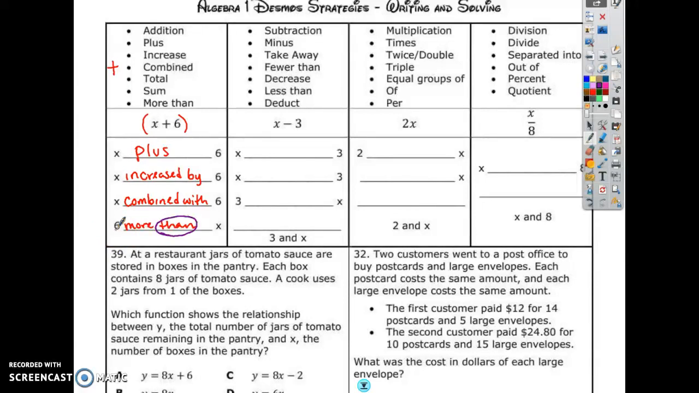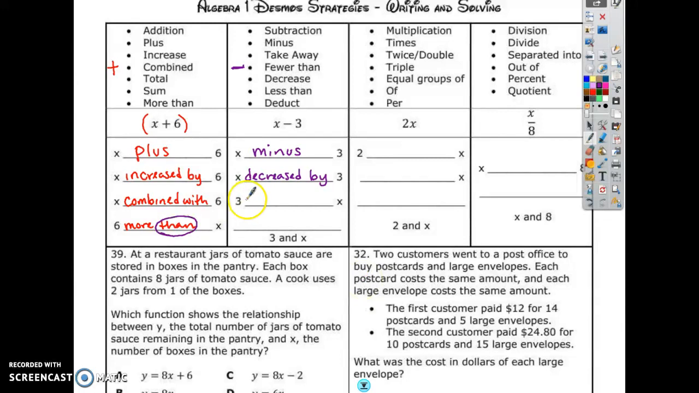All right, all the minus. All these words mean to subtract, menos. So anything like x minus 3 or x decreased by 3, you would write x minus 3.